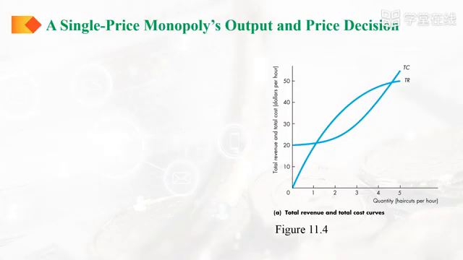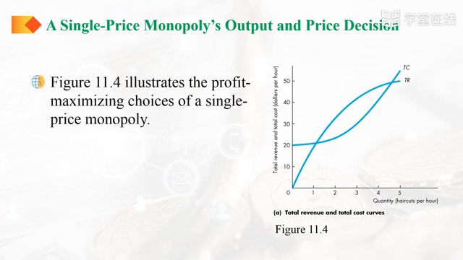To see a monopoly firm's profit in the graph, recall that profit equals total revenue TR minus total cost TC. We can write this as profit equals TR minus TC. This equation for profit, which also holds for the competitive firm, allows us to measure the monopolist's profit in the graph. Figure 11.4 illustrates the profit-maximizing choice for a single-price monopoly. We can see that total cost TC and total revenue TR both rise as output increases. But TC rises at an increasing rate, and TR rises at a decreasing rate.